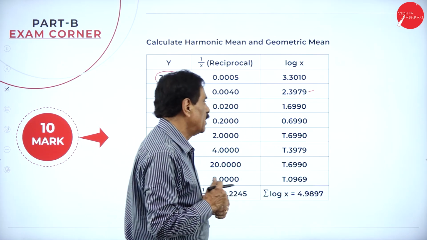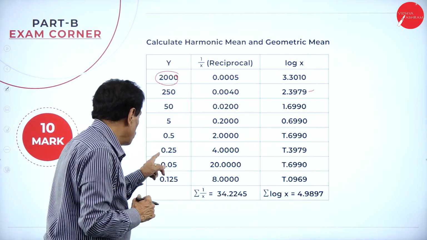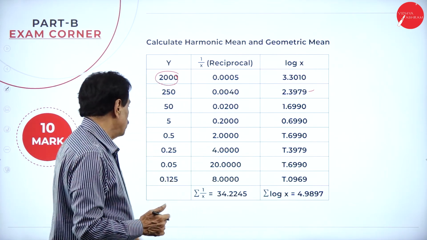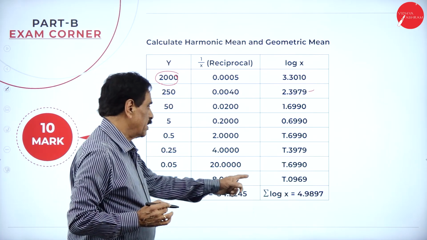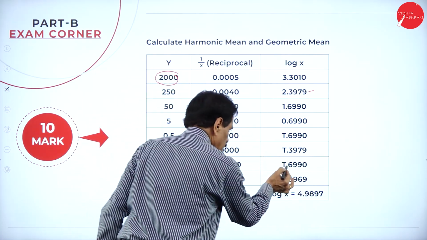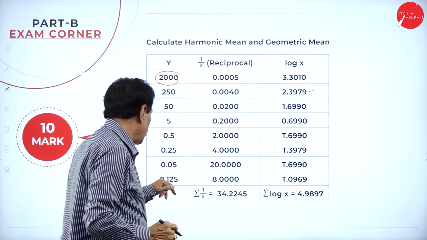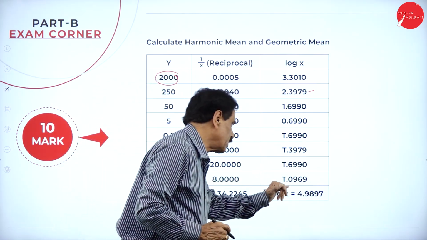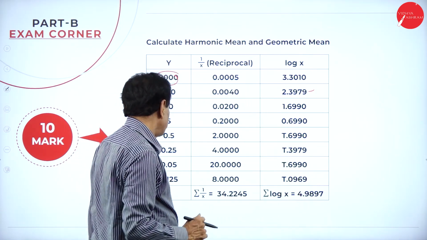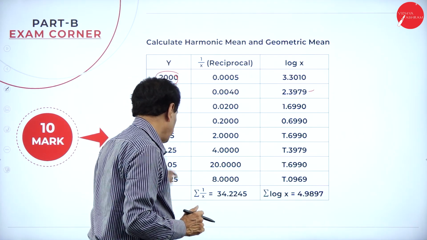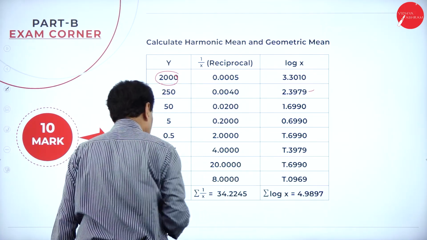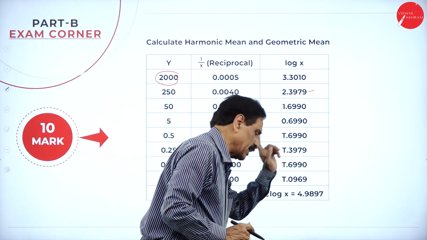5 means 0.6990. 0.25 bar 1. 0.05 bar 2. Here bar 1. Here bar 2, 0.6990. 0.125, 0.0969. So, if we add, it will come sigma log x. This is 0.5, bar 1, 0.6990. Here, this is also 0.5, bar 1, 0.6990.